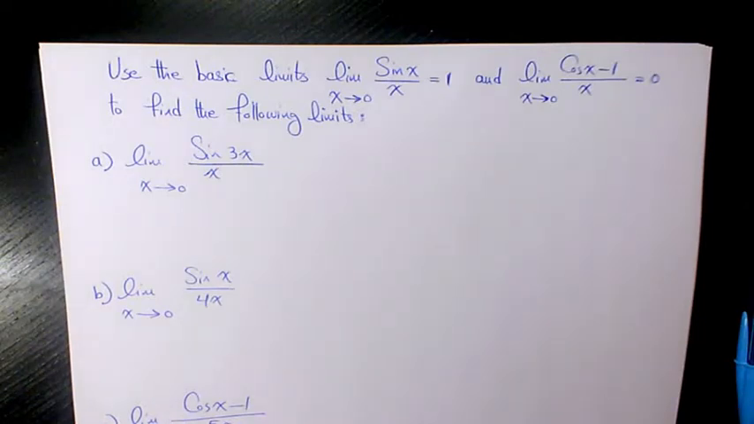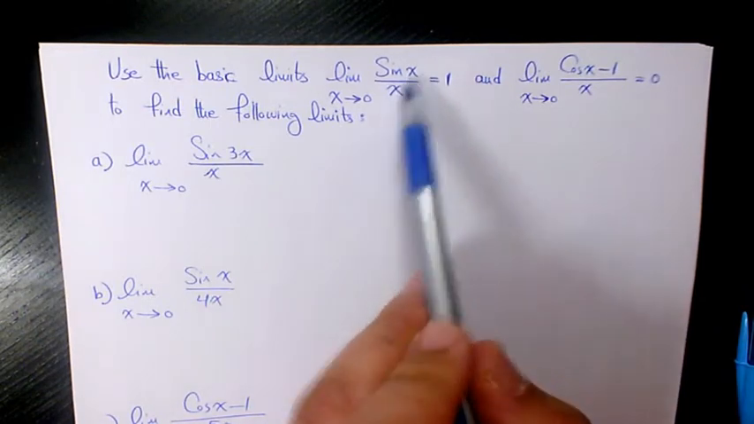Welcome to another video. In this video I want to show you, if you use the basic limits, the limit of sine x over x when x approaches 0 is 1, and the limit of cosine x minus 1 over x when x approaches 0 is equal to 0, how to find the following limits. I have 4 different questions and I want to show you how to solve these limits using these two pieces of information.